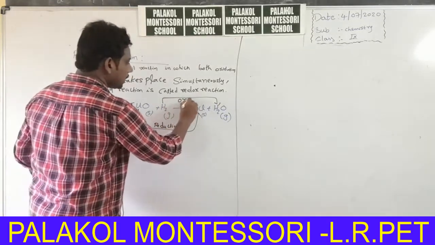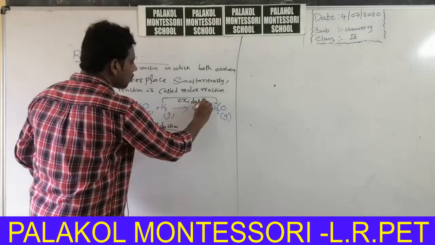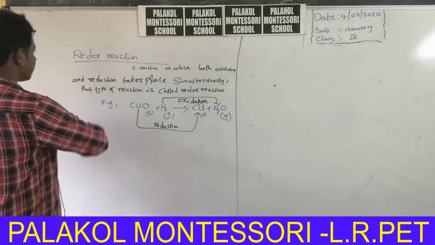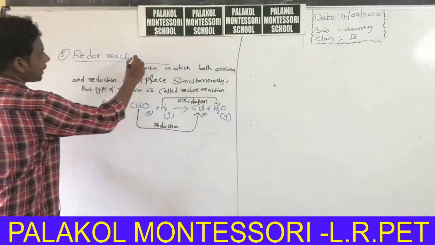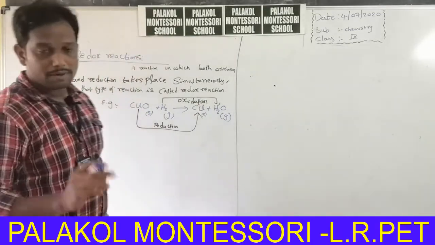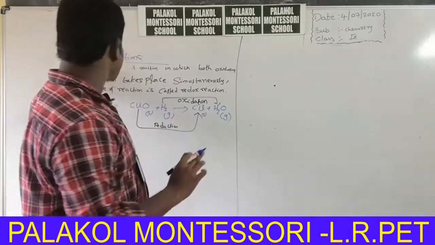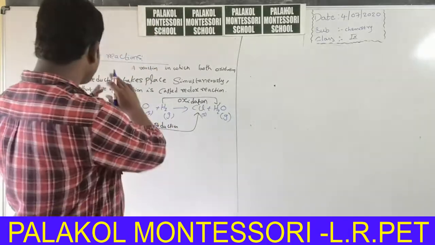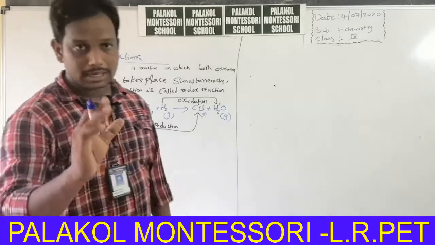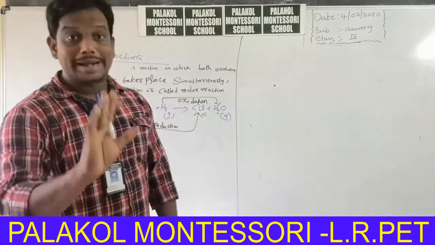So oxidation. This is the fifth concept, that is redox reactions. Final concept, types of classification of reactions. With this we completed types of chemical reactions. Next I will explain daily life examples.